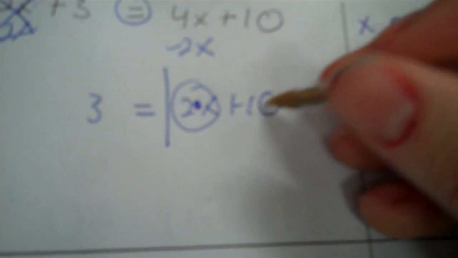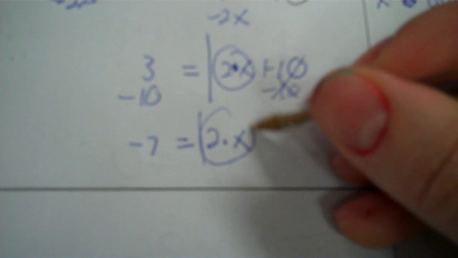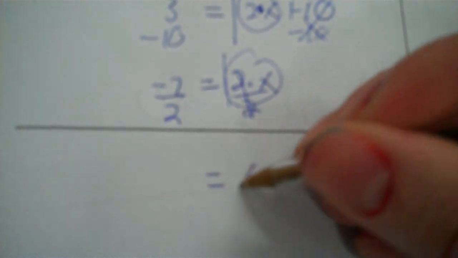So you got 2x plus 10. You take out the plus 10 with minus 10. 3 minus 10 is negative 7, and then 2x. Now you divide by the 2. I always circle because that's the side you're getting rid of the operators on. Negative 7 divided by 2 is negative 3.5.